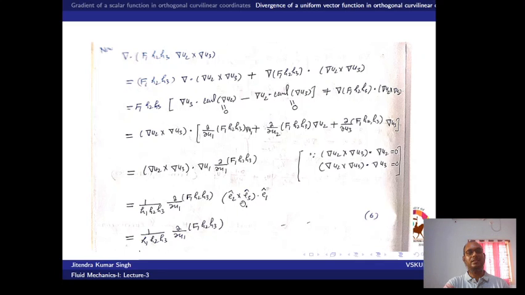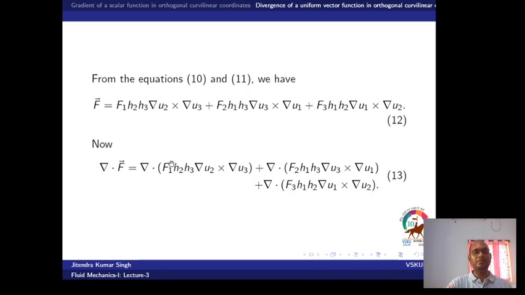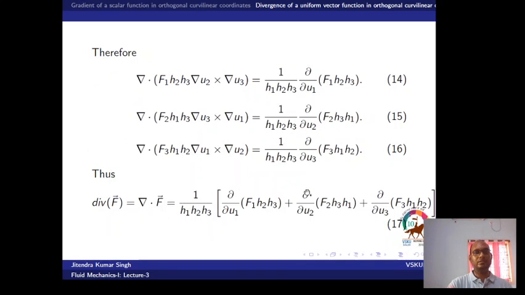So we shall get e3 cross e2 cross e3 dot e1, and e2 cross e3 is the unit vector e1, and e1 dot e1 is 1. So we shall get finally 1 by h1 h2 h3 dou by dou u1 of f1 h2 h3. This is the first term of the divergence of the vector f. In the same way these two terms will be calculated, so I just express those two terms. The first term is the divergence of f1 h2 h3 grad u2 cross grad u3, which is 1 by h1 h2 h3 dou by dou u1 of f1 h2 h3.